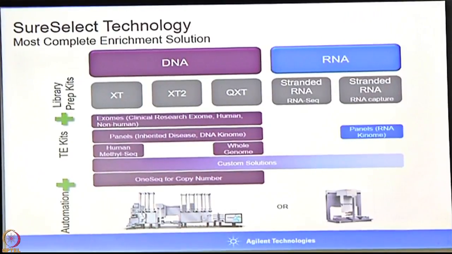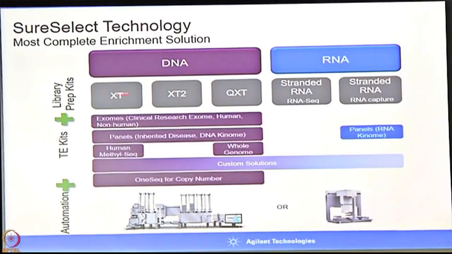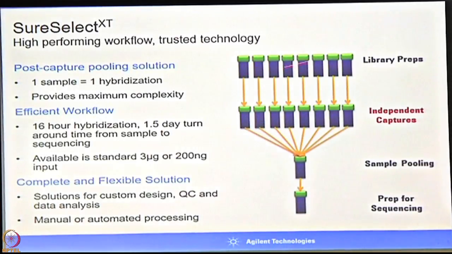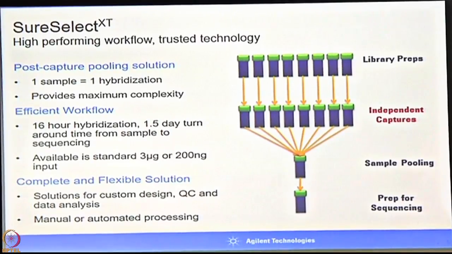The starting material will always be genomic DNA. We have three different ways to make the libraries for exome sequencing: XT, XT2, and QXT. XT is this one. If you have different patients, say 8 patients, you can make an individual library from each patient with independent capture, and you can pool them when you go for sequencing and do one sequencing run. So that's the XT preparation of the exome.